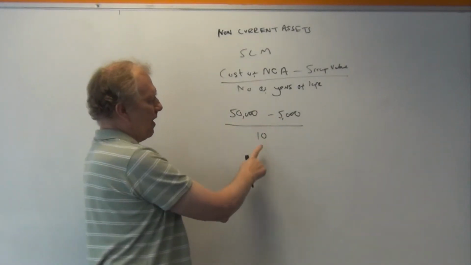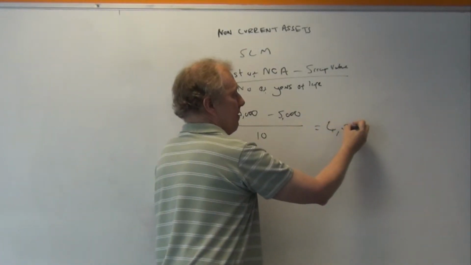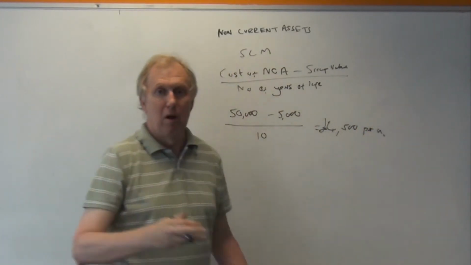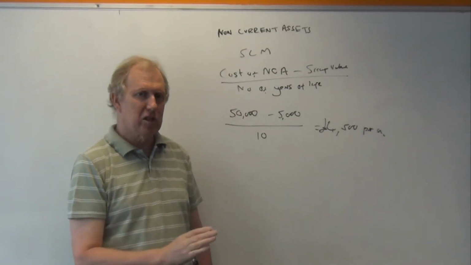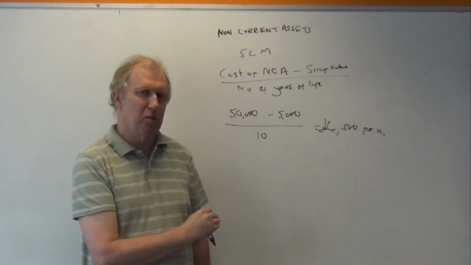That would be 45,000 divided by 10, which is £4,500 per annum, per year. I'm estimating that my delivery van will lose £4,500 a year.